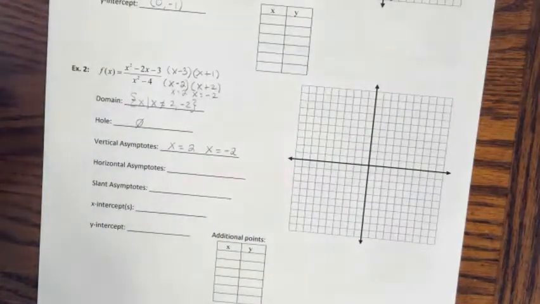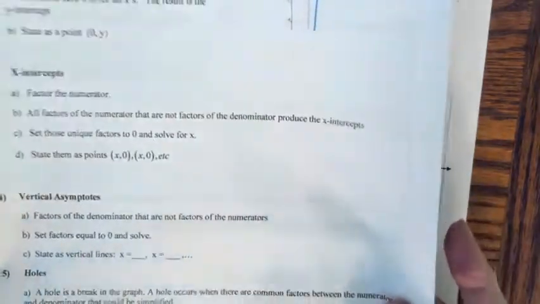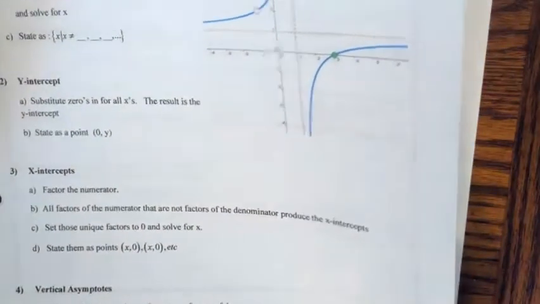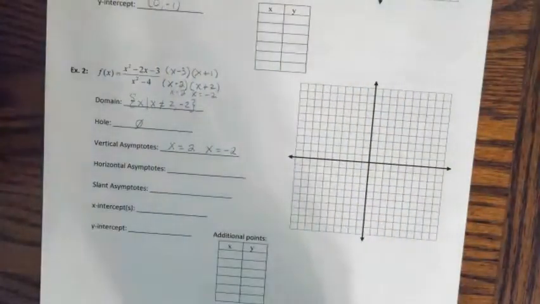You can always pause this video and look at your cheat sheet, your characteristics of rational functions, to see where I'm getting this. I'm going fast, but you can always pause it, look, and see where I'm getting these from.